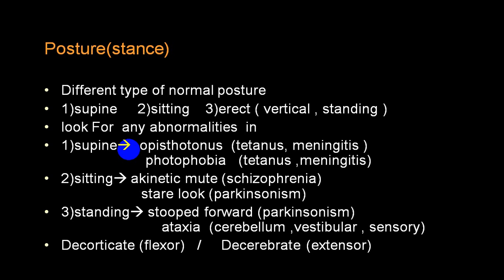In sitting posture, person might have sometime no movement. That's why it is called akinetic, and person is absolutely not communicating with any other person. So it is called akinetic mute, very commonly seen in schizophrenia. And in a person with Parkinsonism, he acquires an absolutely expressionless face, or we call mask-like face, with stare look. So that is typical in Parkinsonism. In standing, person will acquire in Parkinsonism little bend forward, we call stoop forward. Eye will be fixed to the ground, and that is typical posture which is being acquired. It is called stooping posture, stoop forward posture, typical in Parkinsonism.